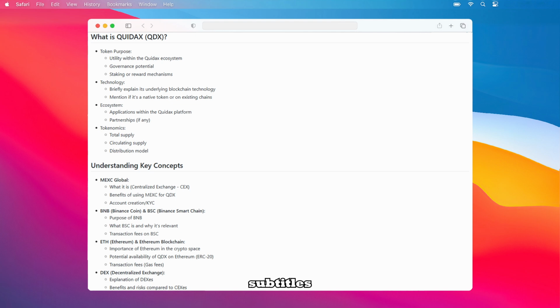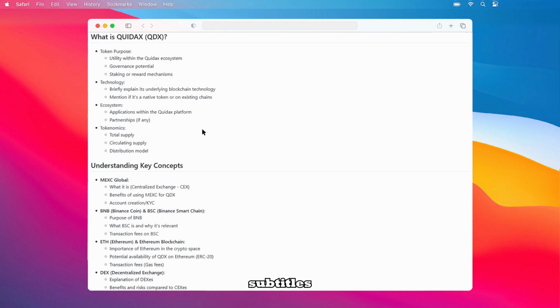Then, there's BNB, or Binance Coin, and BSC, the Binance Smart Chain. BNB is used to pay transaction fees on BSC. The BSC provides a faster and cheaper alternative to Ethereum for some transactions. ETH, or Ethereum, and the Ethereum blockchain are also important. Ethereum is a major player in the crypto space, and QDX might be available as an ERC20 token on Ethereum. Keep in mind that Ethereum transaction fees, also known as gas fees, can be high.